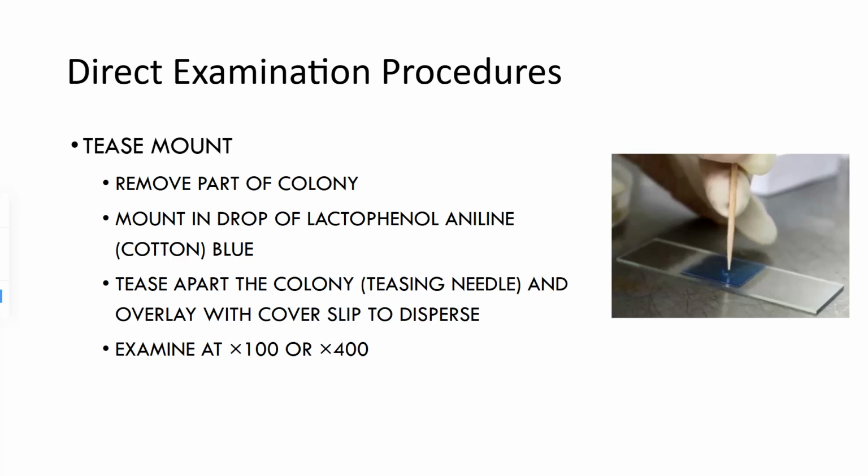So one of the procedures we can do is a tease mount. Tease mount is exactly what it sounds like. We take a toothpick and try to tease it apart. We remove part of the colony, we mount it in a drop of lactophenol cotton blue stain, and then tease apart the colony using a teasing needle and overlay with a cover slip to disperse it.